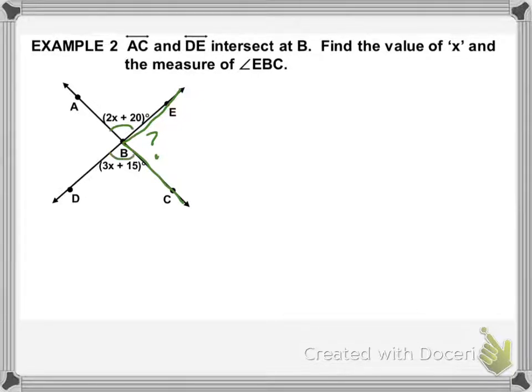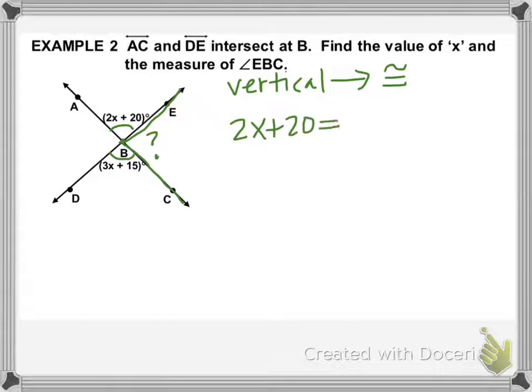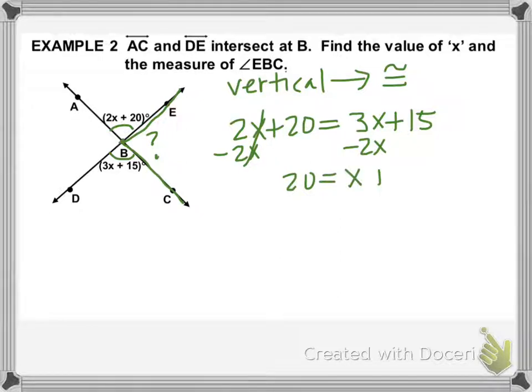These are vertical angles. They're across from each other. They share that vertex B. So remember, vertical angles are congruent, which means they're equal. So the way we can set up our equation is 2x plus 20 equals 3x plus 15. And then we'll solve. I might want to subtract 2x from both sides to get my x's on the right. So 20 equals 3x minus 2x, which is just x, plus 15. And then I'll subtract 15 from both sides. So x equals 5. All right, so there's my x.